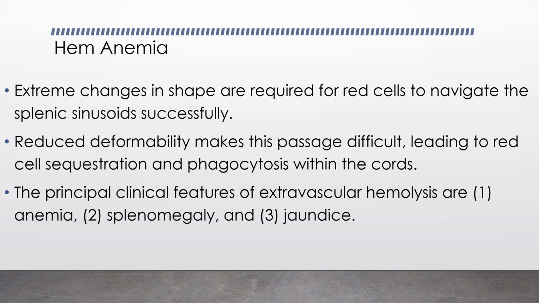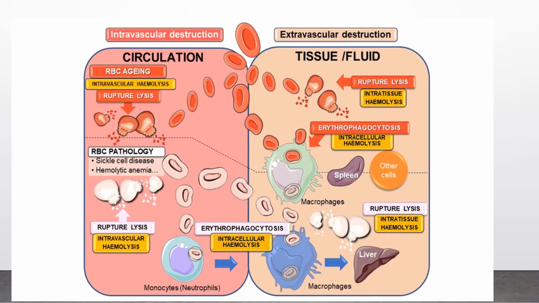Extreme changes in shape are required of the RBCs to navigate the splenic sinusoids. When they cannot do so, because their red cell membranes are less elastic or irregular, they will be eaten up by the macrophages in the spleen. So the features, as you already saw, are jaundice, splenomegaly, and anemia, in any kind of anemia with intravascular or extravascular destruction of red cells.